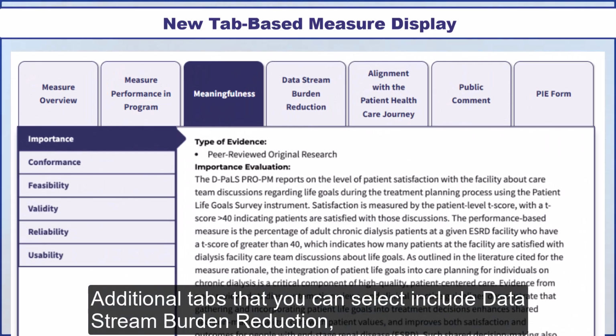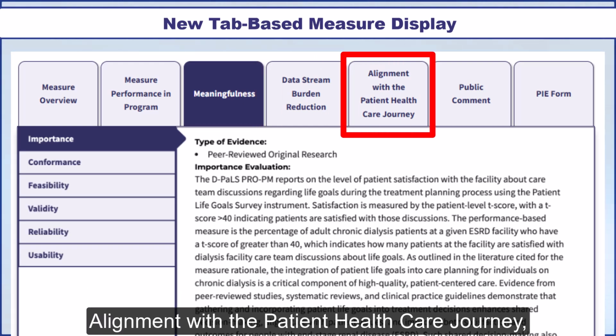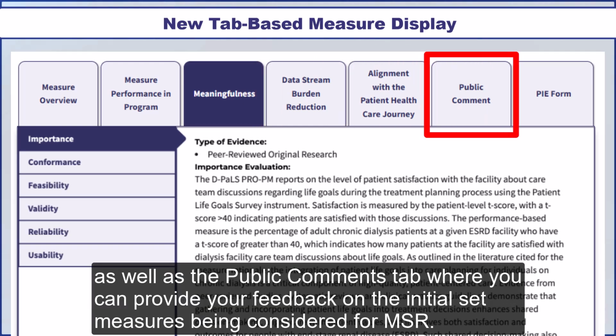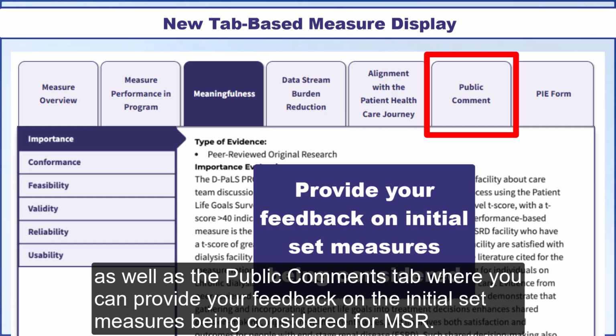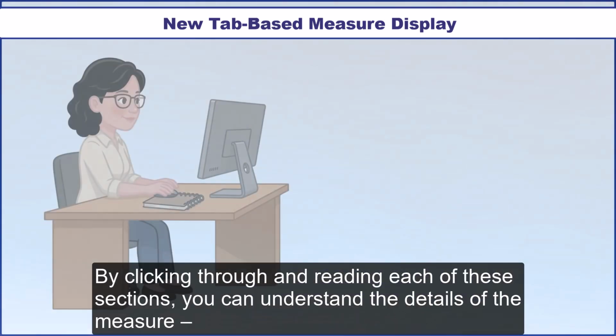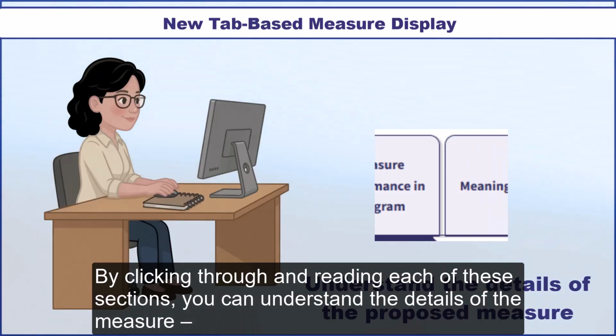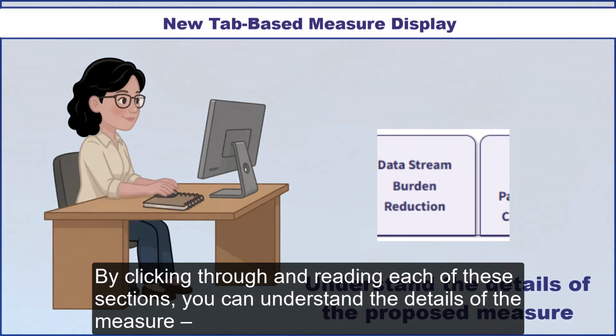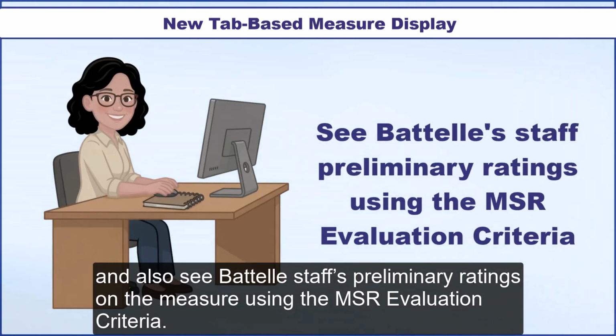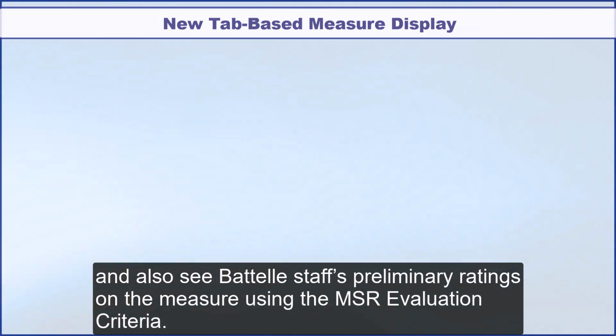Additional tabs that you can select include Data Stream Burden Reduction, Alignment with the Patient Healthcare Journey, as well as the Public Comments tab, where you can provide your feedback on the initial set of measures being considered for MSR. By clicking through and reading each of these sections, you can understand the details of the measure, and also see Battelle staff's preliminary ratings on the measure using the MSR evaluation criteria.